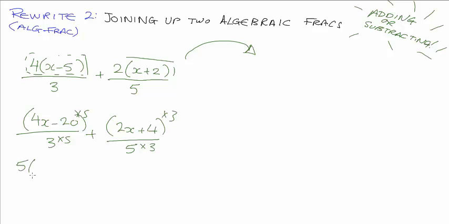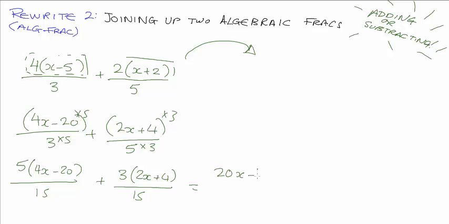So this becomes 4x minus 20 over 15 plus 3 times 2x plus 4 over 15. Multiply the top out. So you've got 20x minus 100 on the first one over 15, plus 6x plus 12 over 15 here, and now nice and simple, just add them together. Hopefully you can see them, well, you know what, let me just do it.